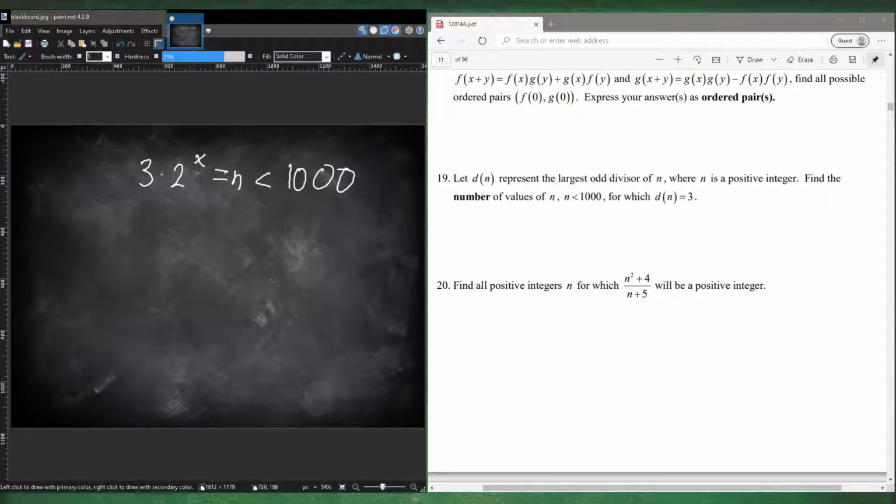So how many values can that be? Well, x could start at 0. If it's 0, that's going to be 3, so the largest divisor is 3. So how many 2's can that be? Well, you could just use your calculator and start testing. So 1, 2, 3, 4, 5, 6, 7, 8, and it could go up to 8. So from 0 to 8, that is a total of 9 numbers. So the answer for number 19 is 9.